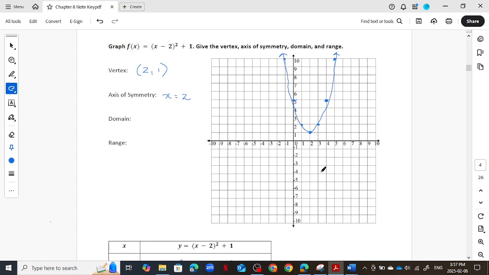And then just not letting you forget what domain and range is. This would have a domain of negative infinity to infinity. And what would be the range for this graph? Well, it's going to start at y equals 1, and then it's going to reach up to infinity.